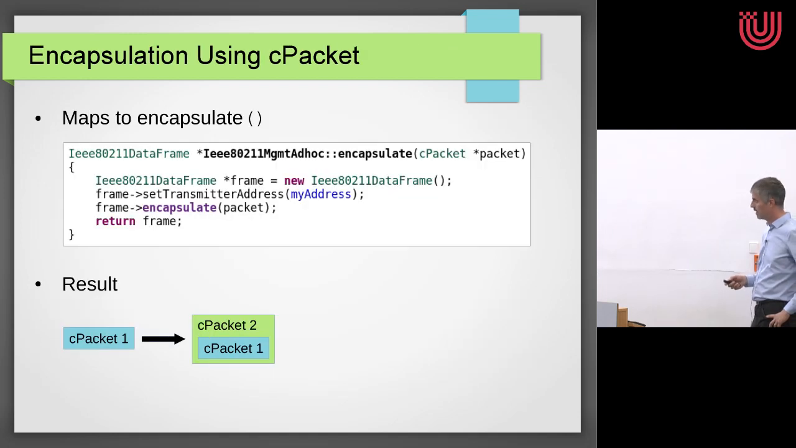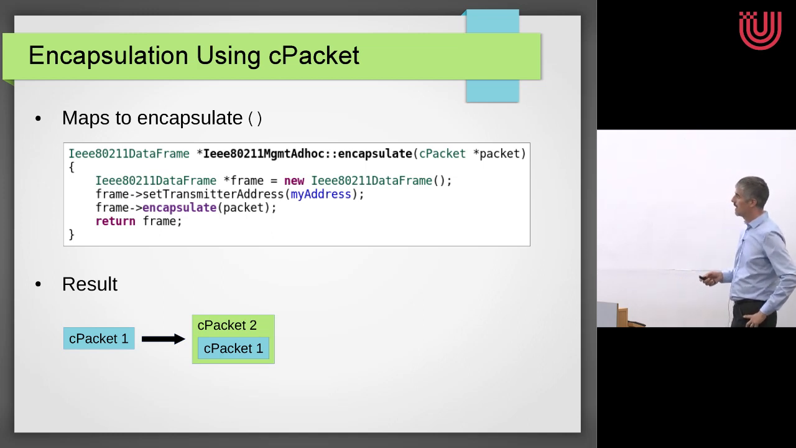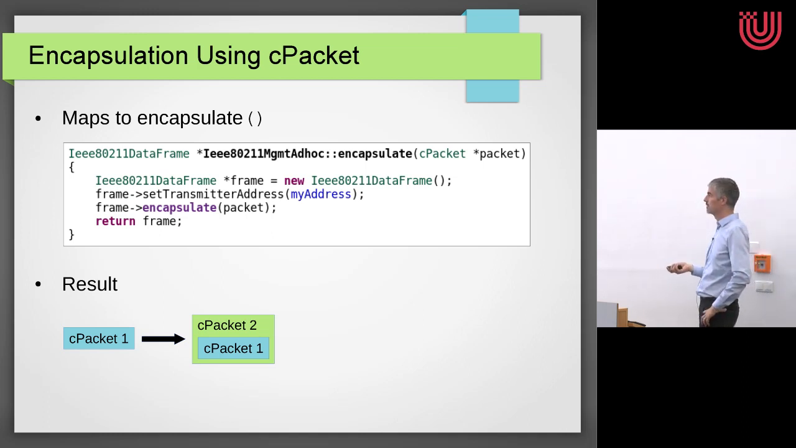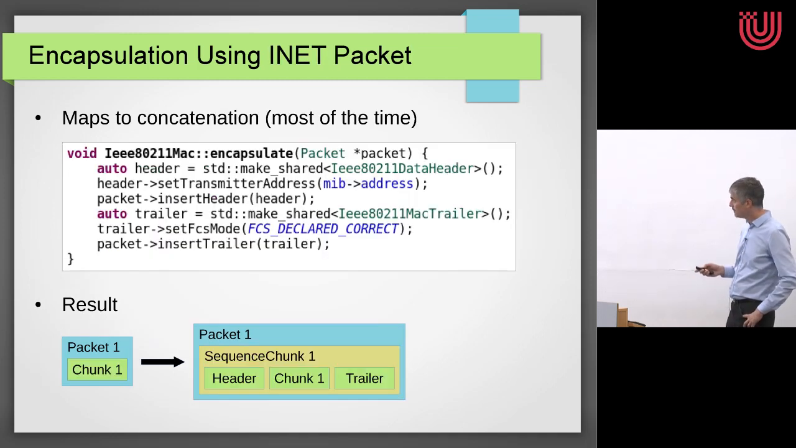Okay, so I tried to create a number of slides to show how encapsulation, fragmentation, and aggregation happened in the past and how it is going to look in the new INET 4.0 version. So in the past, encapsulating with cPacket was pretty well supported. All you needed to do is create your new packet, set some fields, encapsulate the incoming packet and return the result, which is basically this object wrapped into another object, and that's it.